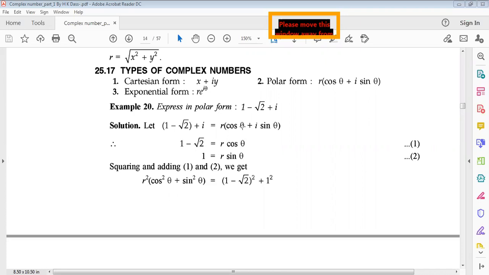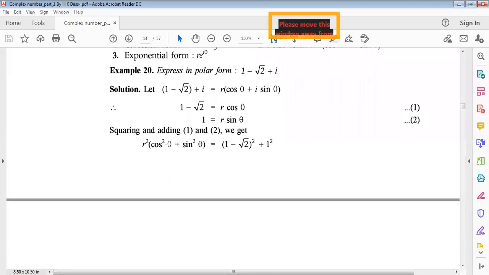Real part equals what? r cos theta. And the imaginary part? The coefficient of i is 1, so 1 equals r sin theta. x equals r cos theta and y equals r sin theta. Now this is equation number 1 and this is equation number 2. So now squaring and adding equations 1 and 2, as we understood in our intermediate class: r square into cos square theta plus sin square theta equals (1 minus root 2) whole square plus 1 square.